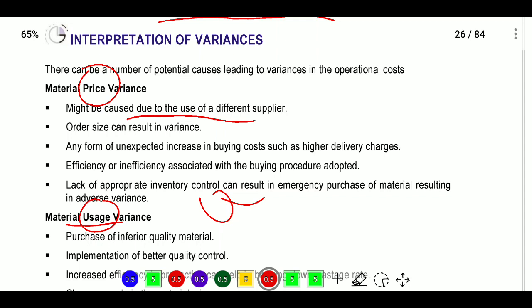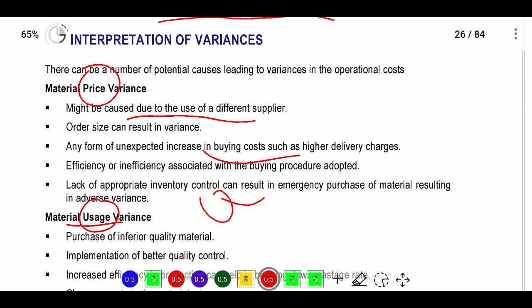Next, order size can result in variance. When you order a huge quantity, you get more discounts. In the budget, we assume we are producing 10 lakh units, so the discount will be provided on 10 lakh units, but in the actual position we take that quantity at different times. When you take it at different times, we will not get the discounts. Based on order size, we get the material price variance. Next, any form of unexpected increase in buying cost, such as higher delivery charges.